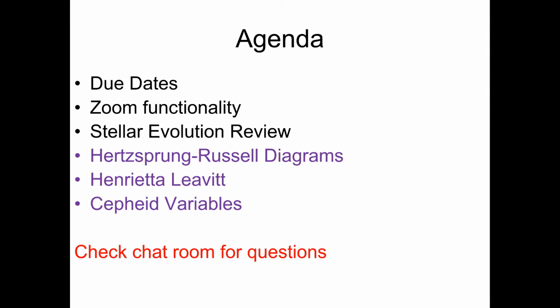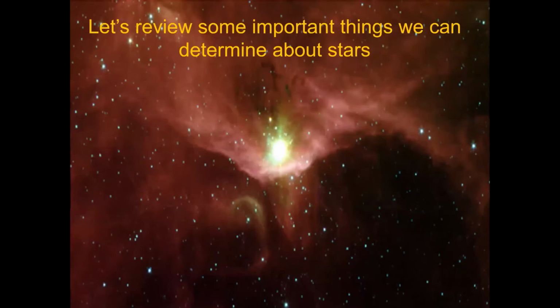Okay. Hertzsprung-Russell diagrams is what we're going to talk about next, and that's going to lead into talking about Henrietta Leavitt and Annie Jump Cannon and the Harvard computers and the Cepheid variables. We're going to finish up. So this is another sort of review slide.